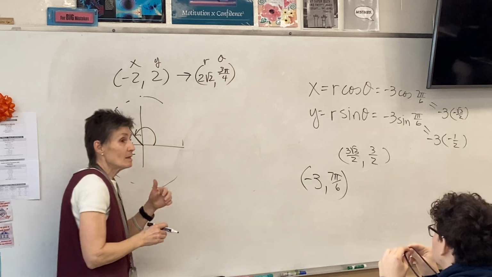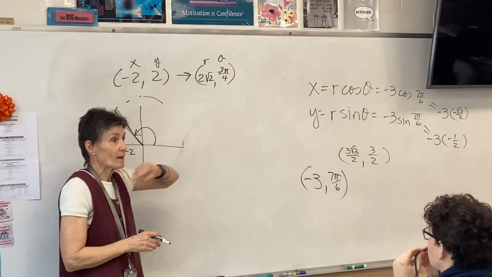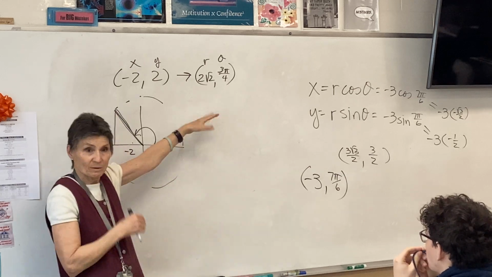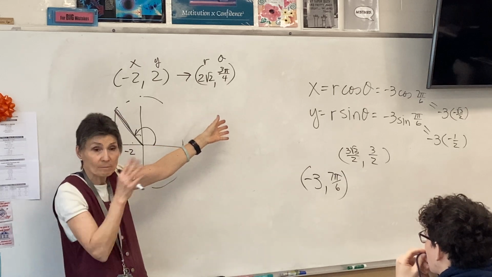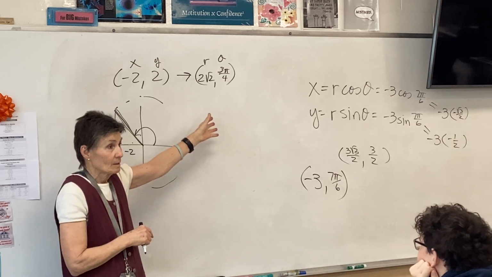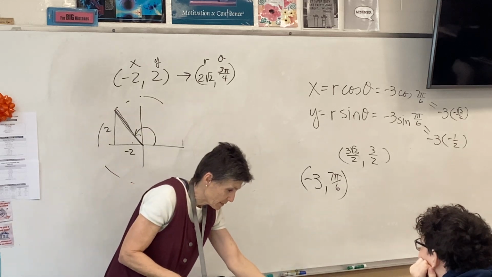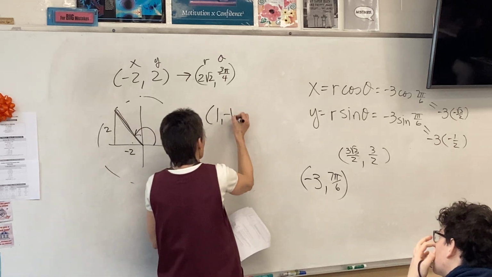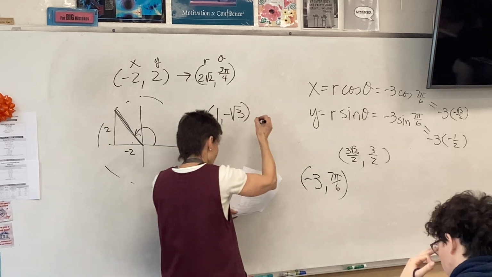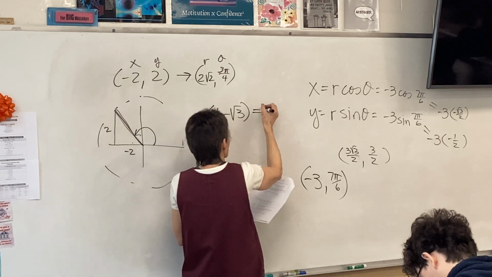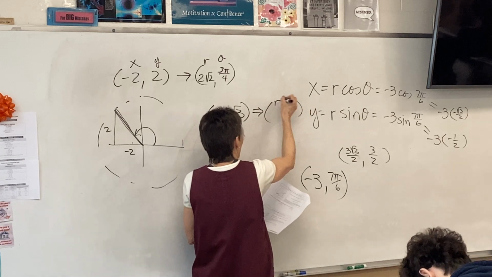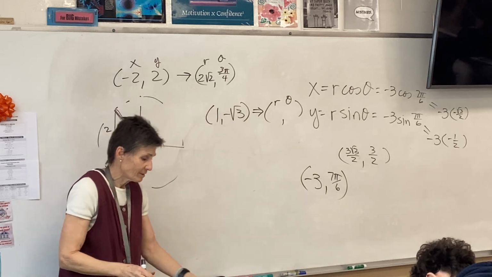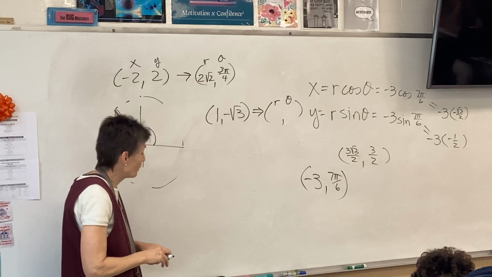Now again, there are lots of ways you could write that answer, but I think for most normal people, that will be the way you get first, and then you can modify it if you want. Well, that was so easy. Let's try, you try this one. 1, negative root 3. And you're changing that into an r and a theta. And you find the r and the theta that go with that ordered pair.